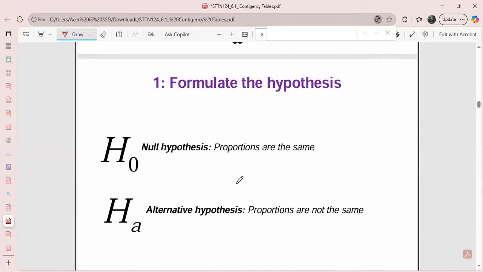Now, let's look at step number one, where you formulate the null hypothesis and alternative hypothesis. Always, when we are dealing with the contingency table, when we formulate the null hypothesis, we always say that the proportions are the same. Under the alternative hypothesis, HA, we always say that the proportions are not the same. That's how you formulate the null and alternative hypotheses here.